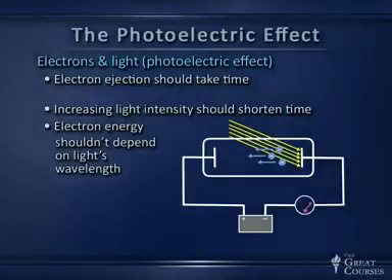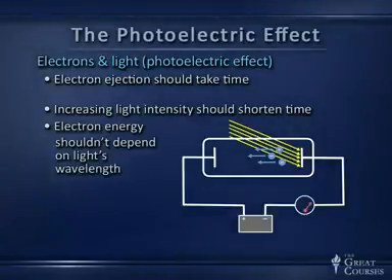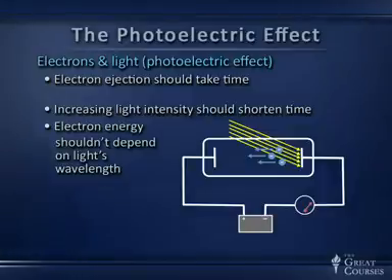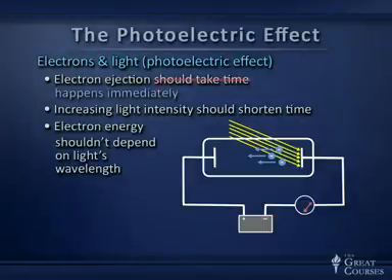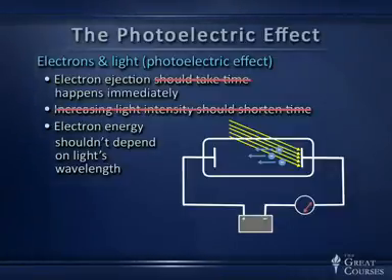Increasing the light intensity should shorten that time because there's more energy available. The electron energy shouldn't depend on the light's wavelength. Those are things we thought should happen on the basis of classical physics. What in fact happened, as I pointed out in Lecture 44, was that the electrons were ejected immediately. The electron energy did depend on wavelength. In fact, it increased with decreasing wavelength.